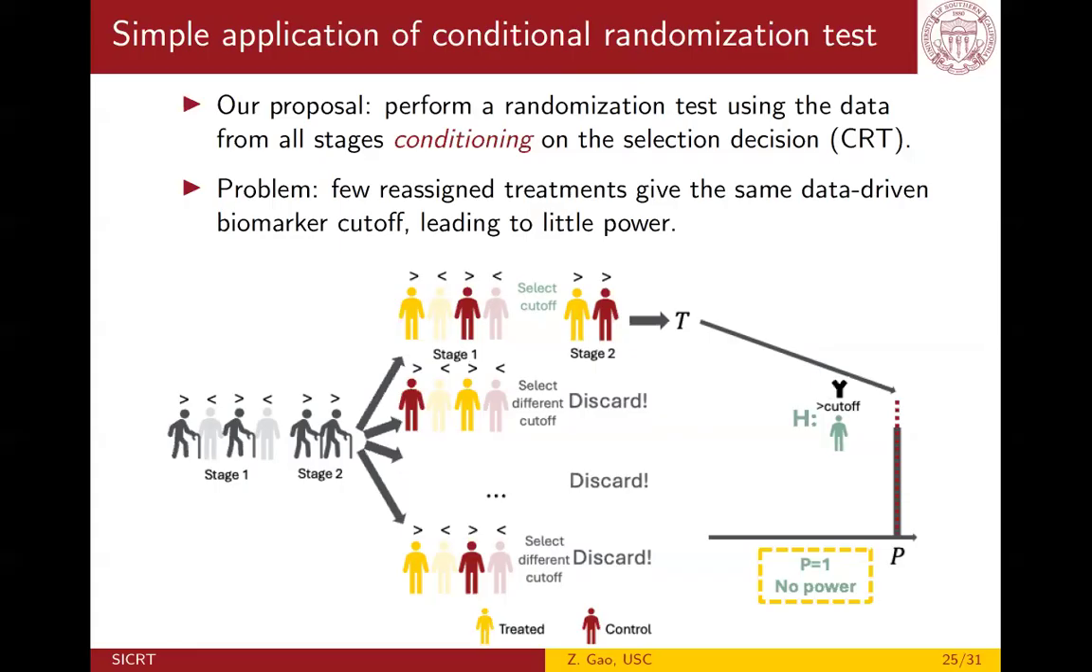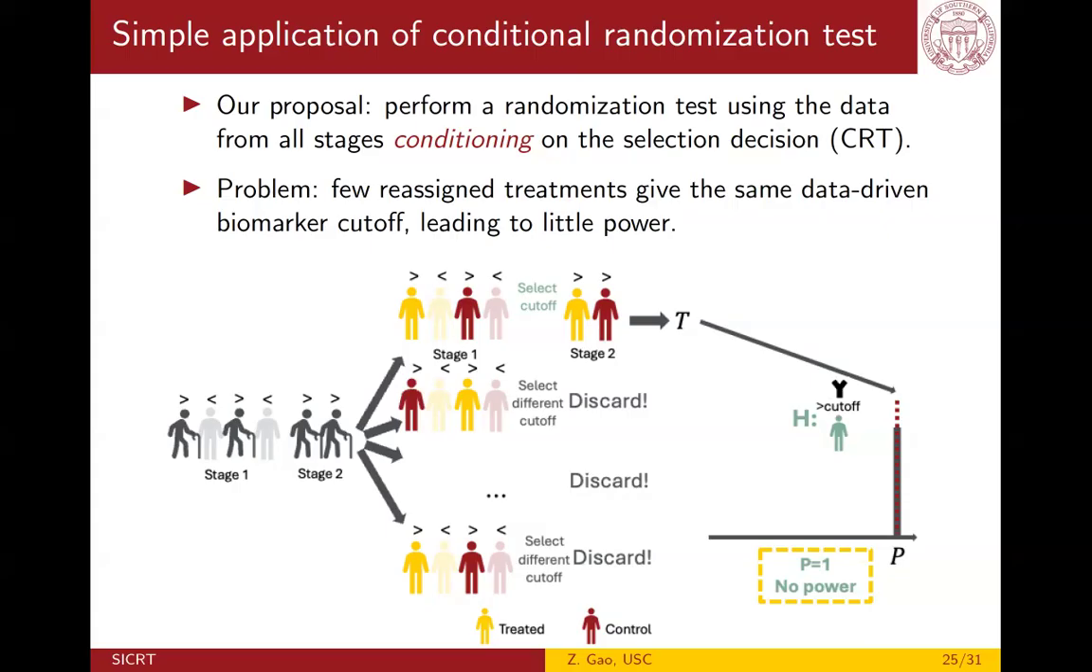Recall that we only want to take into consideration the treatment assignments that give the same selection. In this case, that means giving the same data-driven biomarker cutoff. And notice that the cutoff is actually a function of the first stage treatment assignment. So different treatment assignments may give a different biomarker cutoff. If we reassign the treatment, many of them will come up with a different recommended cutoff, and all of those have to be discarded because we want to condition on the exact selection event.